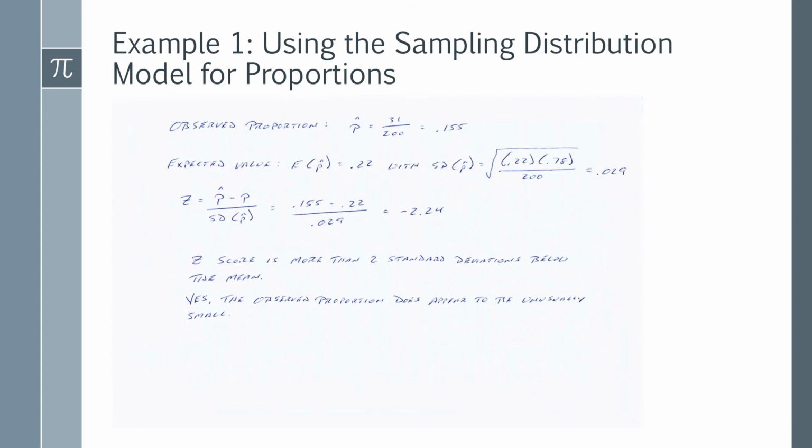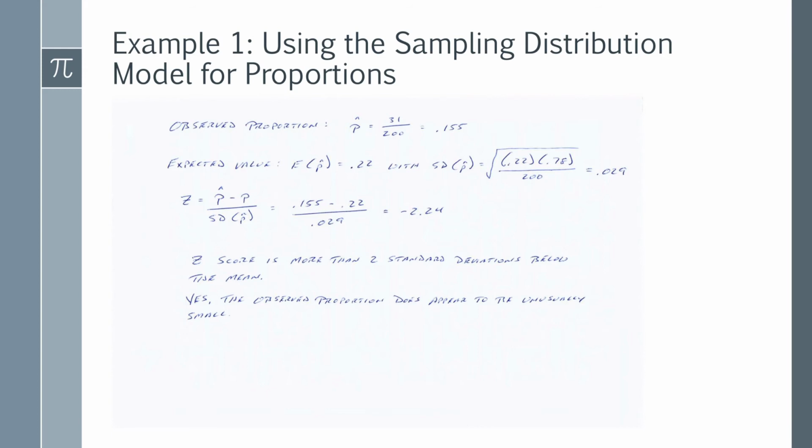Our standard deviation of p hat is the square root of p times q divided by n. That gives us 0.029. So now we have to calculate a z-score. Our z is equal to p hat minus p divided by the standard deviation of p hat. And that gives us negative 2.24. So our z-score is more than 2 standard deviations below the mean. So yes, the observed proportion does appear to be unusually small.